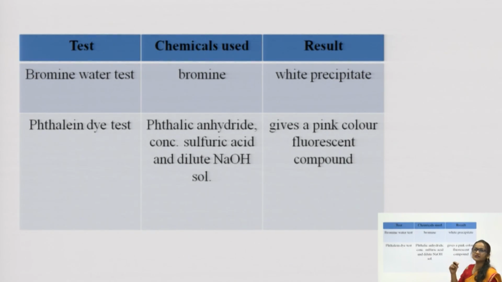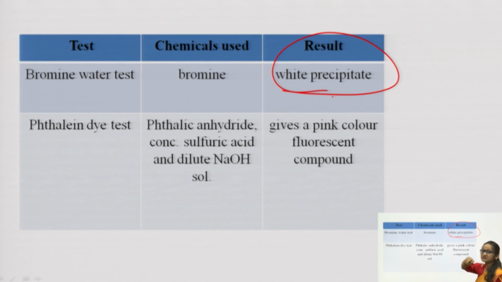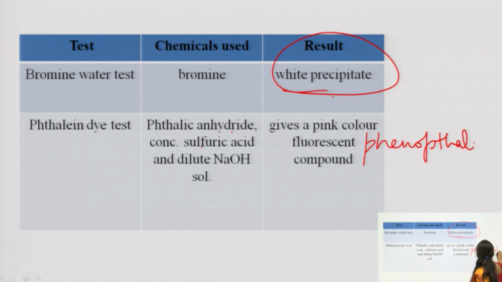And the last two tests are the bromine water test. Initially the bromine water is brown in nature, but when it is treated with phenol, a white precipitate is obtained. When it is treated with phthalic anhydride, formation of phenolphthalein takes place, and this phenolphthalein gives a pink color.